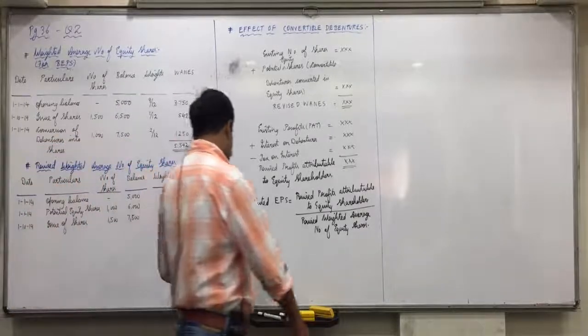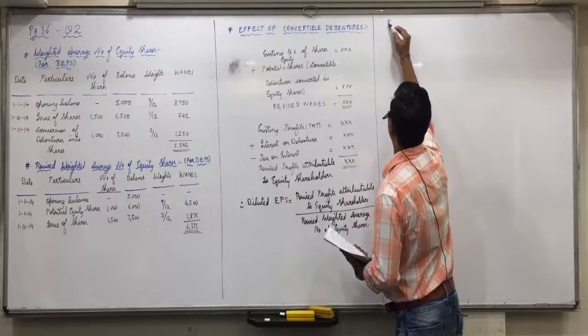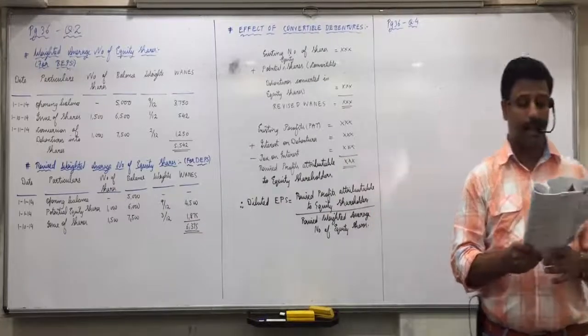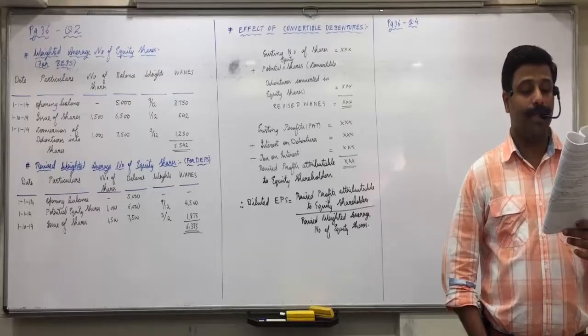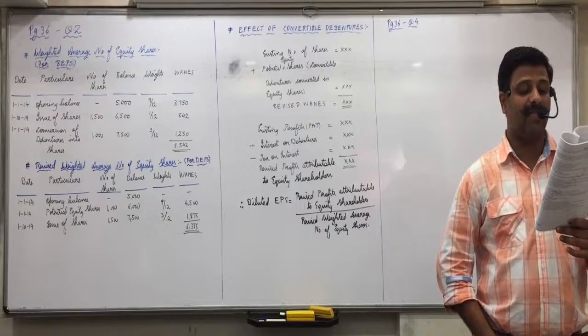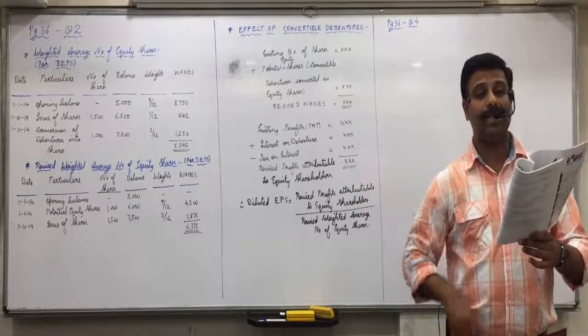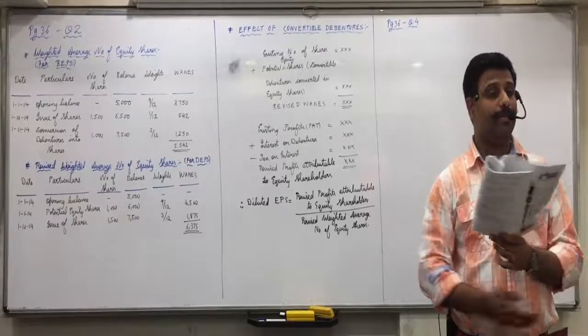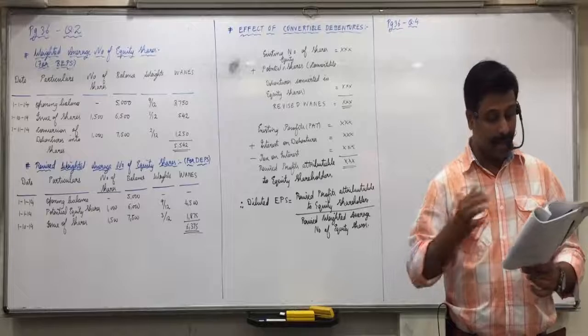Look at question number 4. Miracle Product Limited is finalizing the accounts for the accounting year ended on 31st March 2015 with the following details. You are required to calculate EPS, meaning basic EPS and diluted EPS both. We will calculate basic EPS also and diluted EPS also.